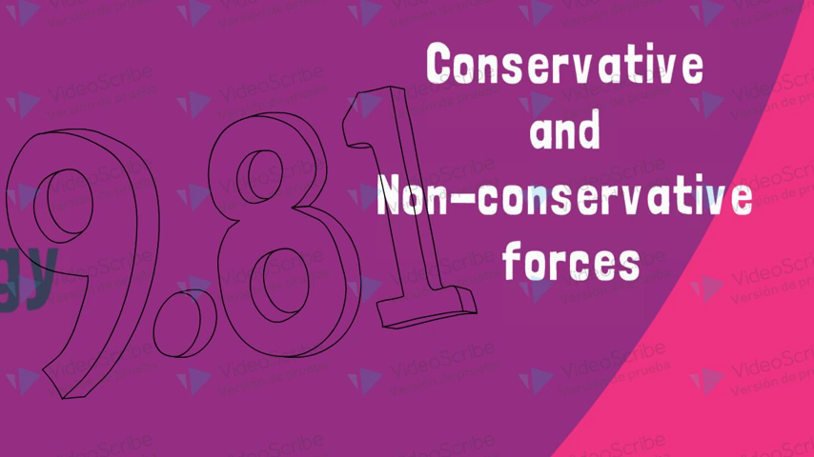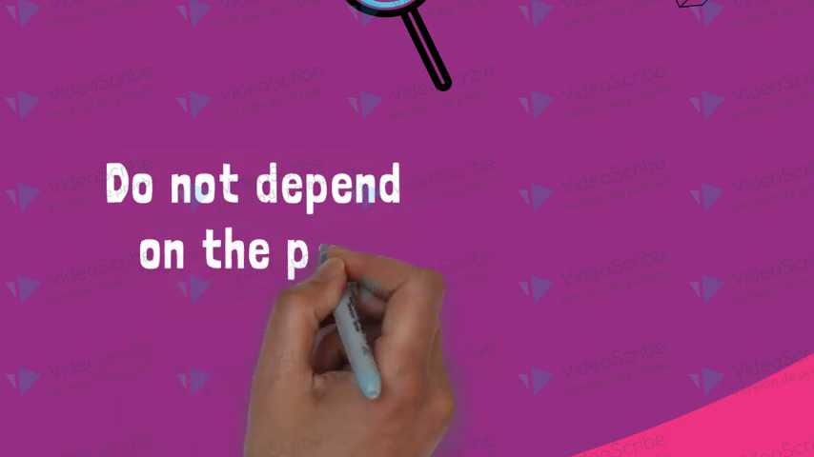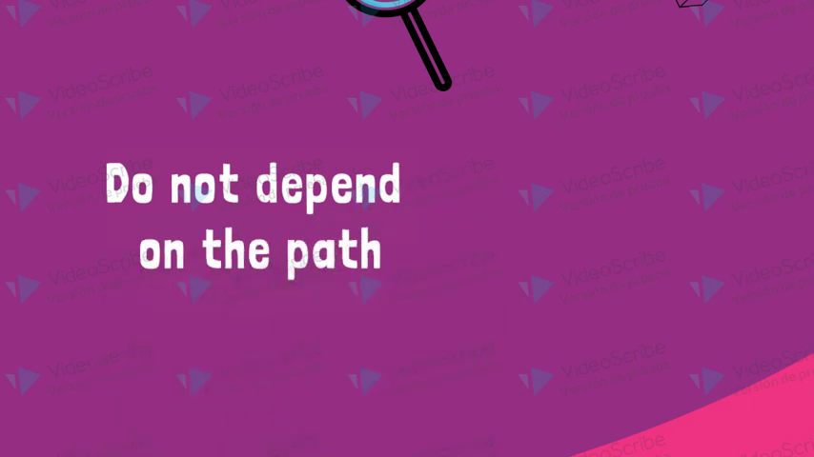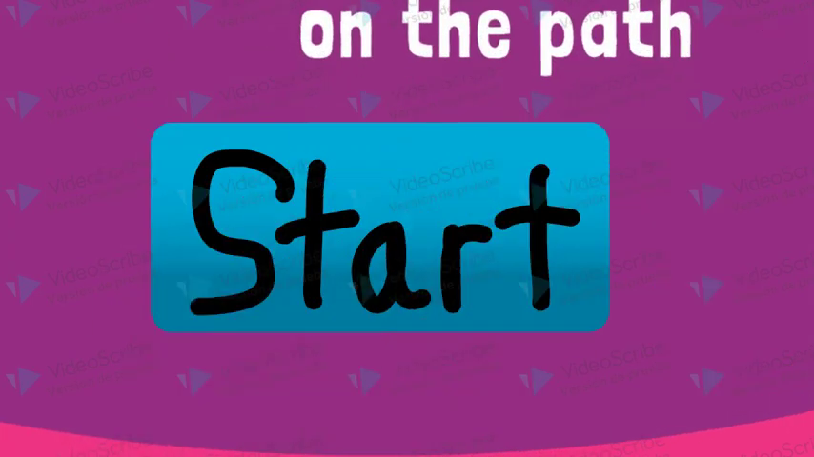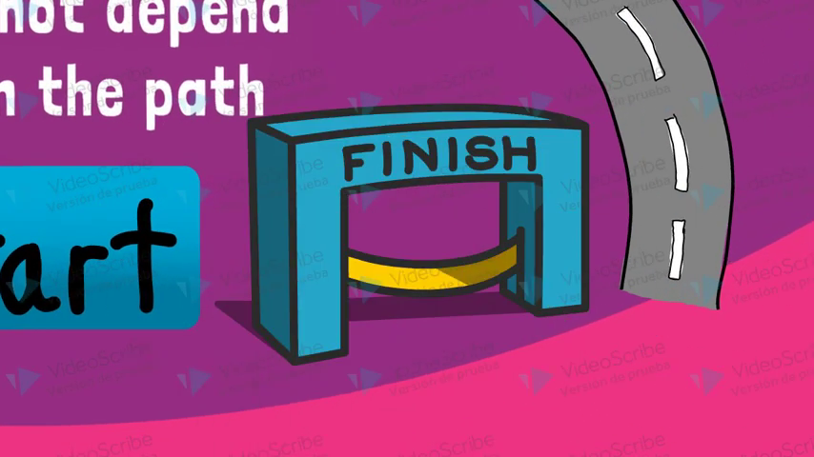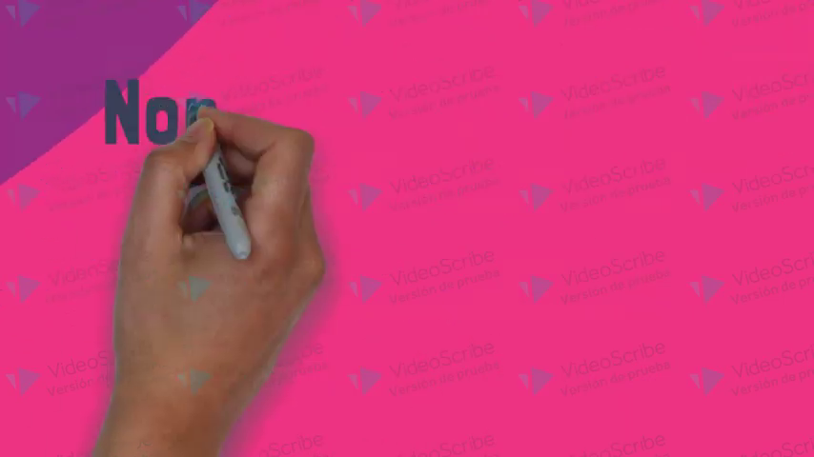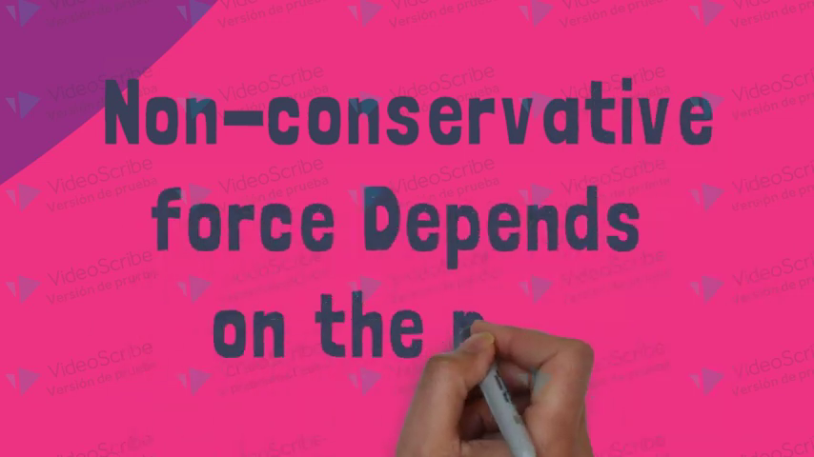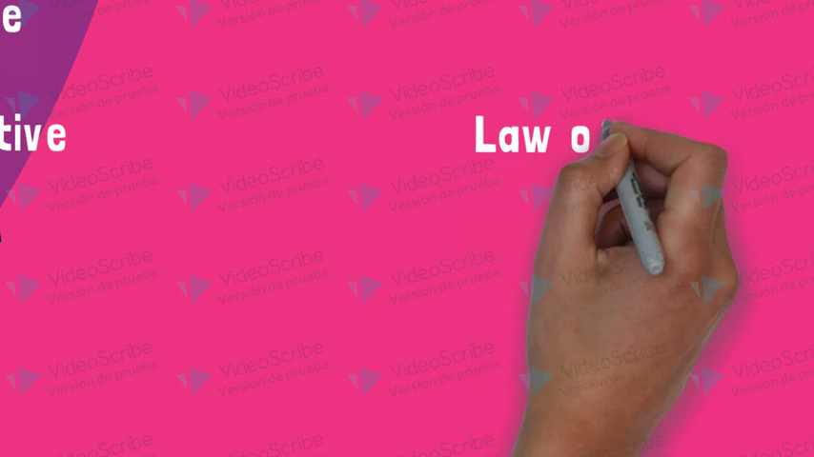Other concepts that we must know are conservative and non-conservative forces. Conservative forces are those in which the work done does not depend on the path traveled, but only on the initial and final positions. The work done by a conservative force is always equal to the negative of its change in potential energy, and the work done by non-conservative forces depends on the path.